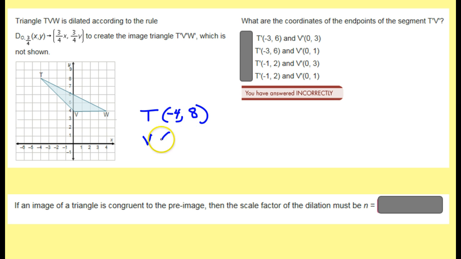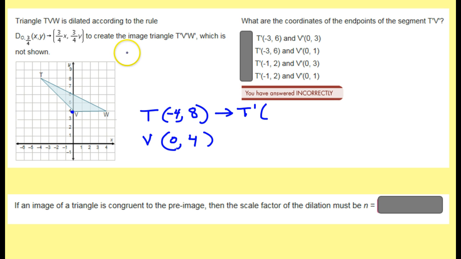That's the original T. Now looking at the original V, it seems to be right here on the y-axis. So that is the point (0, 4). So if we do the formula, if I want T prime, then the way I get T prime is I'm going to do 3/4 times the x value and 3/4 times the y value.